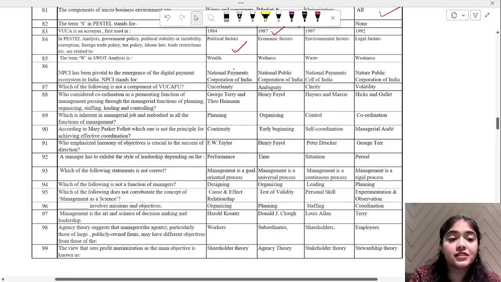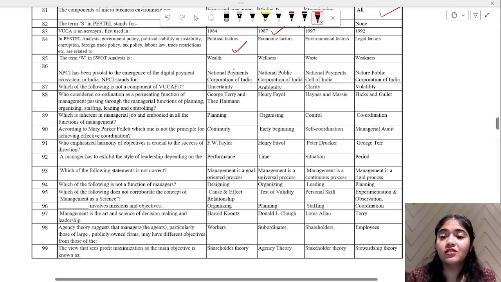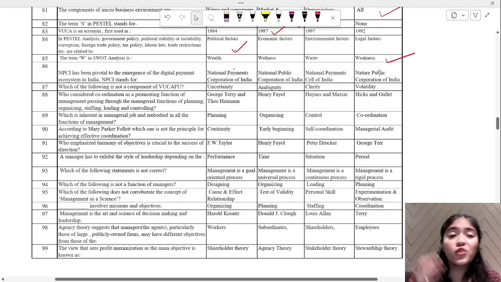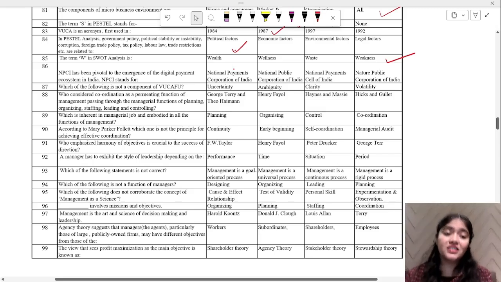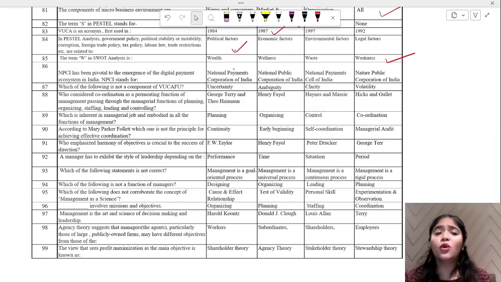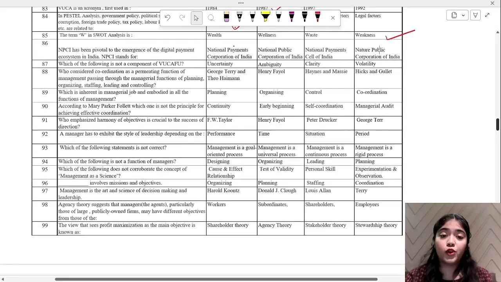Political factors. Now, the W in the term SWOT analysis stands for, you know it very well. That is your weakness. Option number 4. So you have to see, this is a simple question they can ask you. SWOT analysis, pestle stands for, S stands for, P stands for. All this is very simple. You have to remember this. Bonus marks, you can say this is for you.